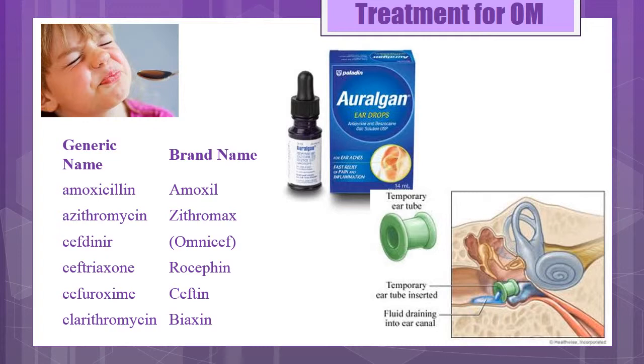Okay, so for nursing care, reduce the pain. Administer analgesic drops as ordered. You can administer Tylenol, Motrin for pain or fever. You want to facilitate drainage when possible. Clean the external ear with sterile cotton swab coupled with an antibiotic ointment. Ensure that ear wicks, rolled gauze placed in ears after the myringotomy PE tube placement, are loose enough to allow for drainage to flow out.